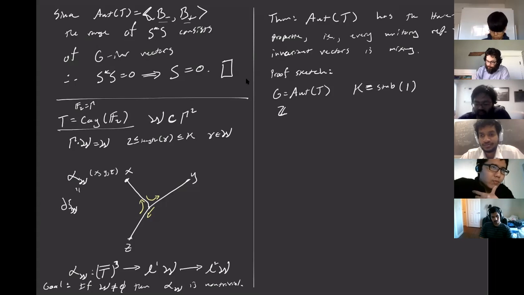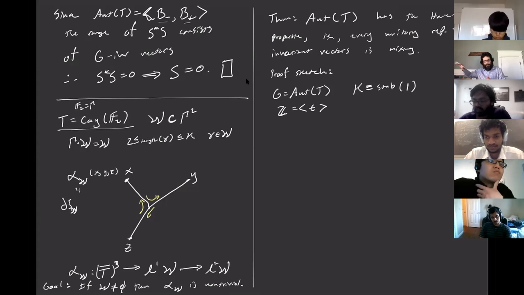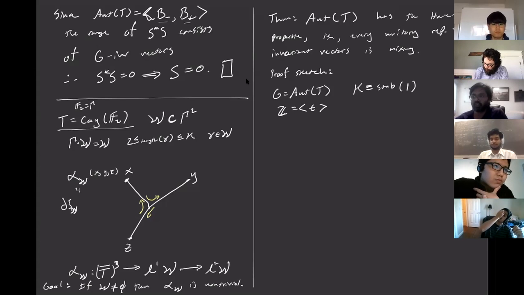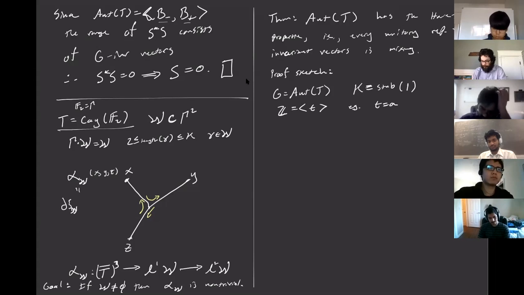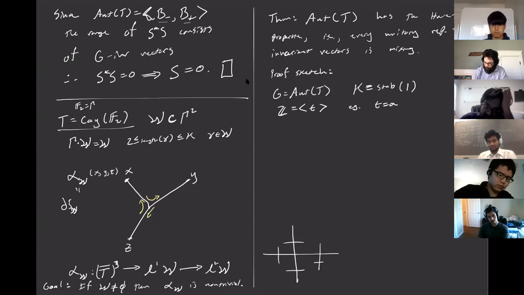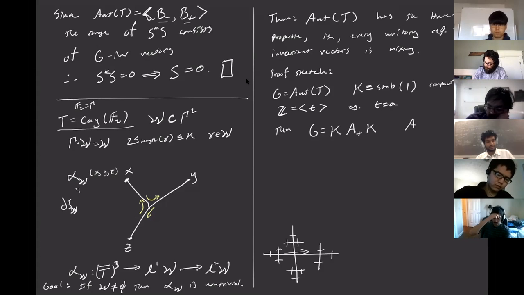And then we had a copy of the integers, generated by some translation T. The only point of this translation is that it moves along a geodesic. For us, you could do this explicitly: if this is a free group, you just take T to be a. Here's the Cayley graph of F2, and a just translates everything in this direction. And then we had this decomposition: G is equal to K A plus K, just like SL2(R) has a decomposition like this. K, I should mention, is compact, and A plus is just the set of non-negative powers.